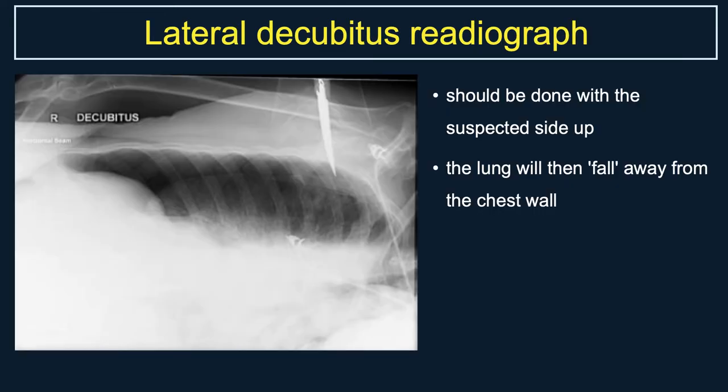In cases where classic features are not clearly present, a number of techniques can be employed, such as the lateral decubitus radiograph. It should be done with suspected side up. The lung will then fall away from the chest. So if the suspected pneumothorax is on the right, the chest should be up. That is the left lateral decubitus position.